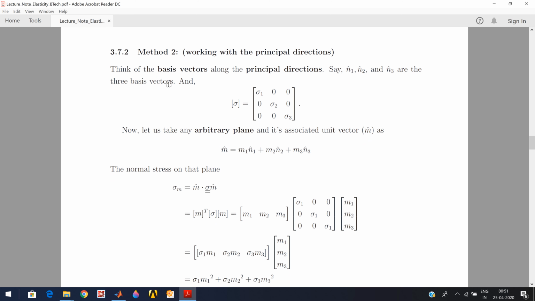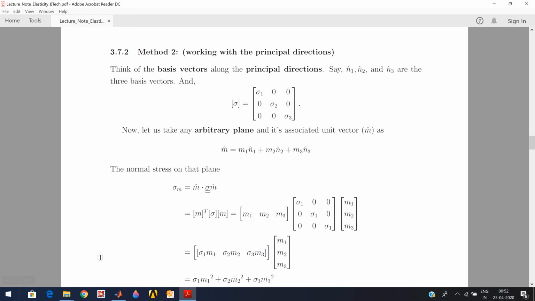Let us say we have n1, n2, n3 as the principal directions, and as they form an orthogonal basis, we consider this basis to represent the stress tensor sigma. With this basis, we know that the stress tensor will be diagonal.